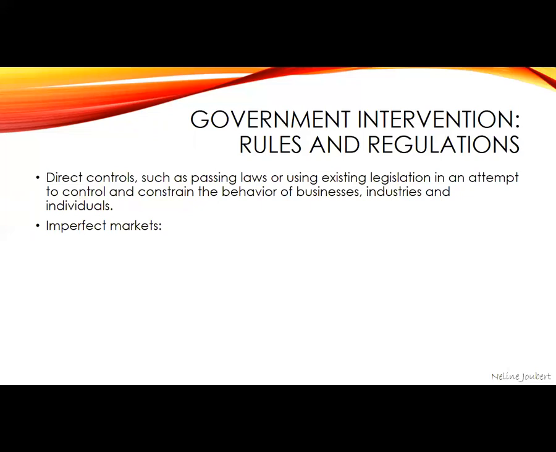Or we have imperfect markets. Now, most businesses operate in a non-competitive market, so they maximize their profits by supplying less than the optimal quantity of a good or service at too high a price.